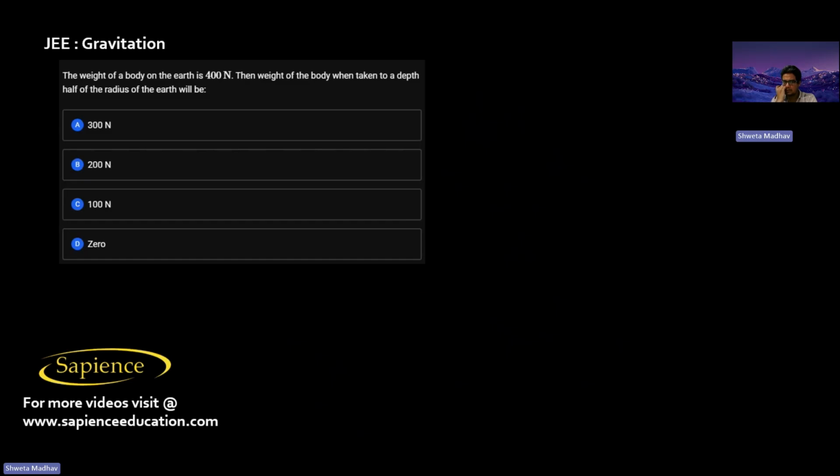Then it is told the weight of a body on the Earth is 400 Newton, then the weight of the body when taken to a depth half of the radius of the Earth will be.